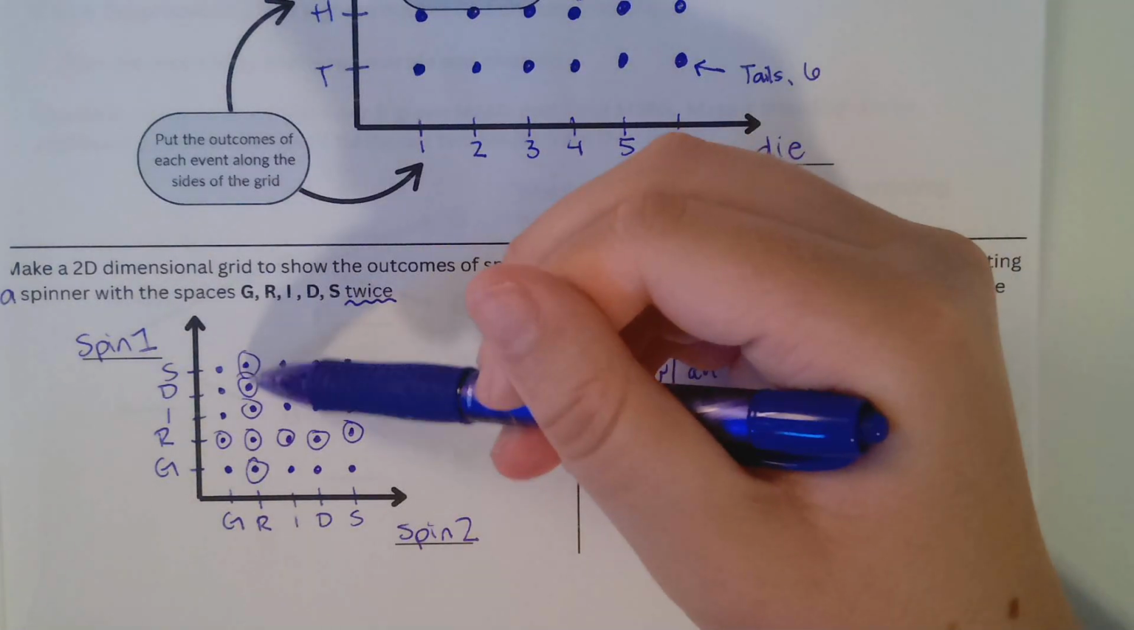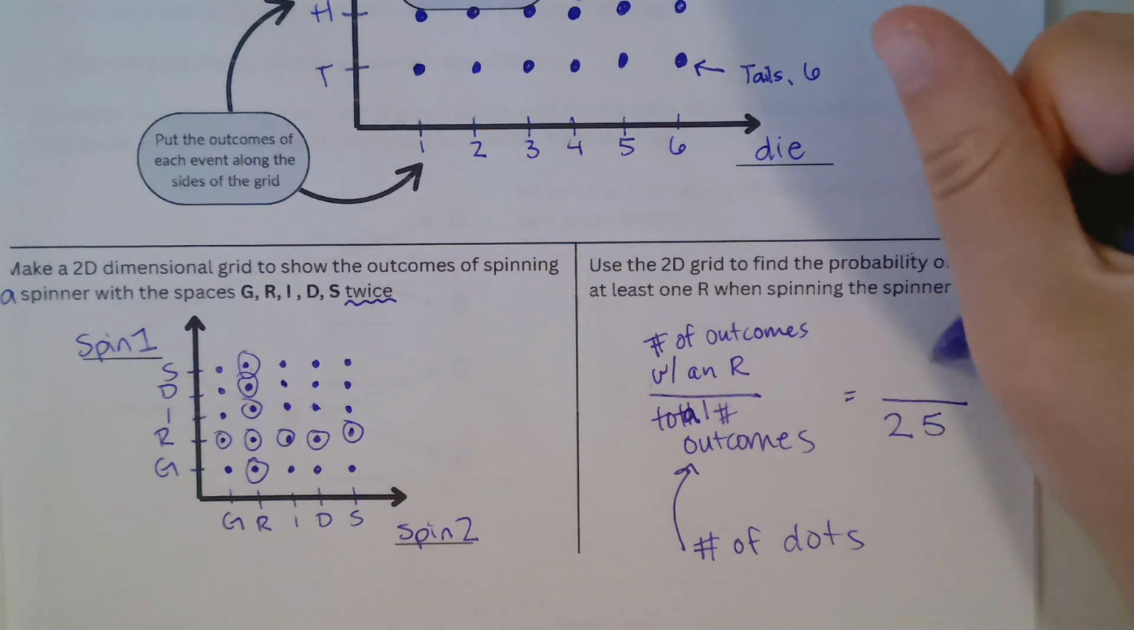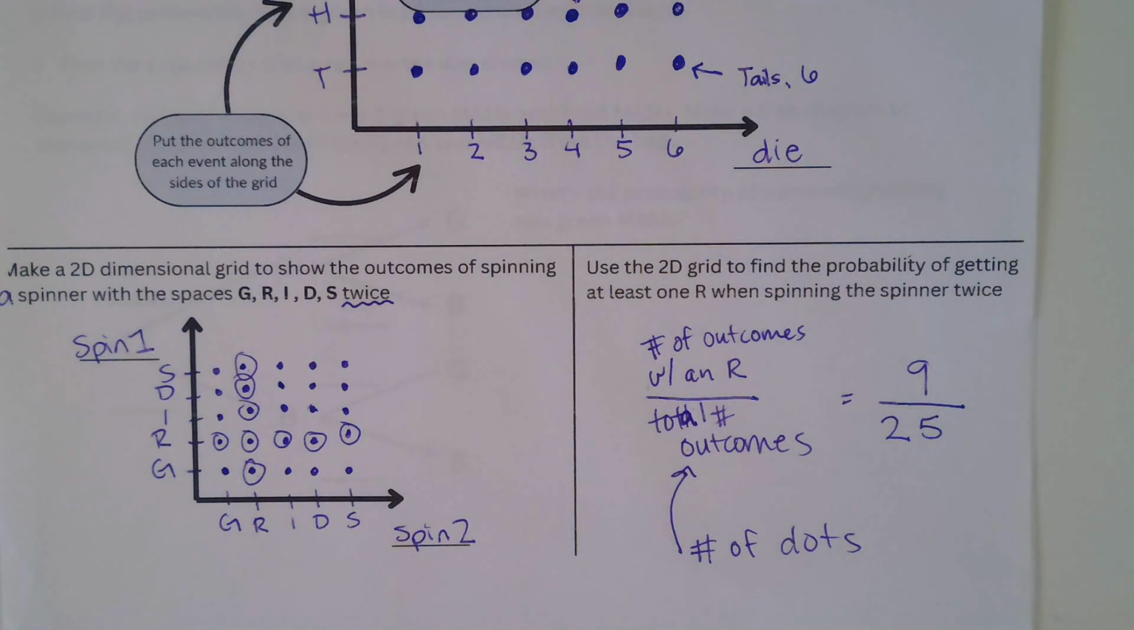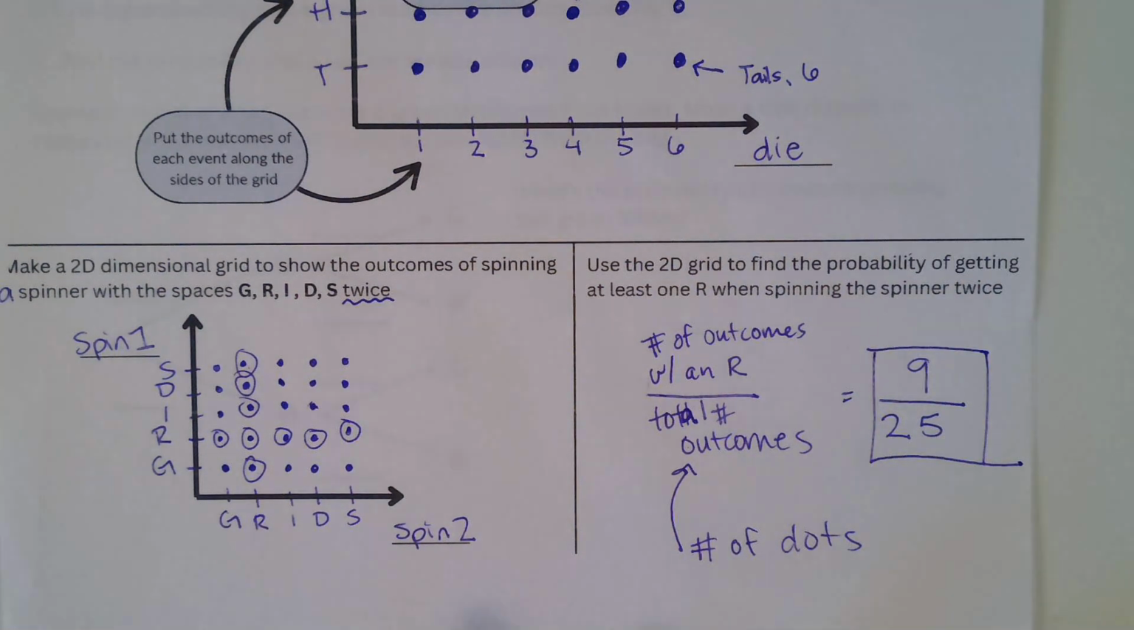So count them up. We got 1, 2, 3, 4, 5, 6, 7, 8, 9. That's 9 out of 25. And in this case, that would be my final answer. That is the probability. It's just 9 out of 25. That's it. A lot of people ask, do you count this little dot here in the middle twice? No. You only circled it one time, so only count it one time. Okay, so that's it for that part.